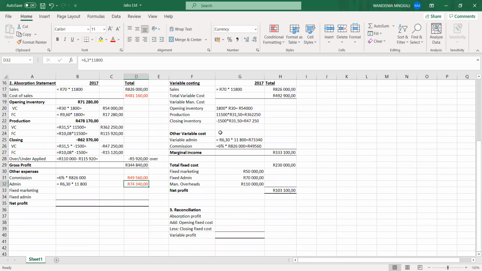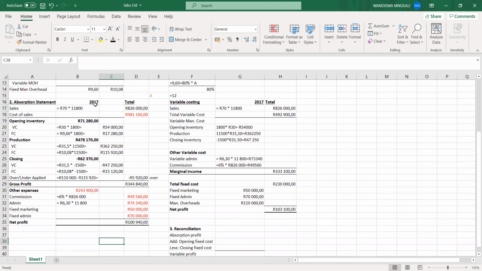Okay, and then our fixed marketing as given is 50,000 and our fixed admin as given is 70,000. Okay, so then I also like to total this. So my total of my other expenses would then be 243,900. This is the amount that I'm going to minus from my gross profit to give me a net profit of 100,940. Okay, so this is my absorption statement in full.